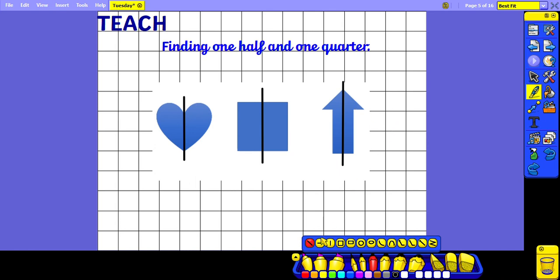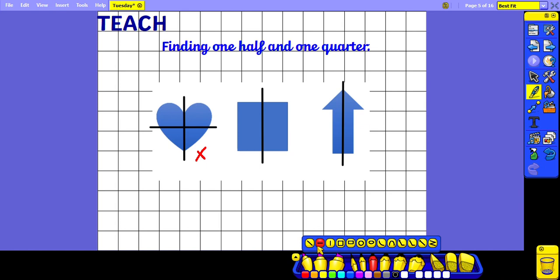Now what I'm going to do is see if it's possible to make quarters. So I'm going to draw a line across the other way. Now I have made four parts here with the heart, but not all parts are equal, so I have not been able to make quarters this time. They must all be the same.